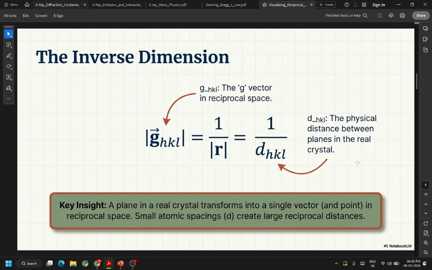And then we can define any G vector in the reciprocal space as G hkl, which is given as 1 by mod R, where R is your real lattice vector, which is given as 1 by d hkl, where d hkl is the physical distance between planes in the real crystal. So a plane in the real crystal can transform into a single vector in the reciprocal space.